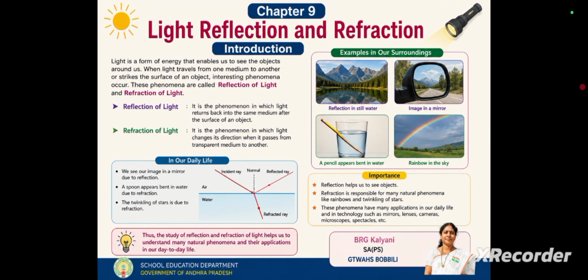Today we are going to learn a new lesson called light, reflection and refraction. First, let us understand what is light. Light is a form of energy that helps us to see objects around us. Without light, we cannot see anything. For example, in the daytime, we can see objects because of sunlight. At night, we use electric bulbs, lamps, or torches.